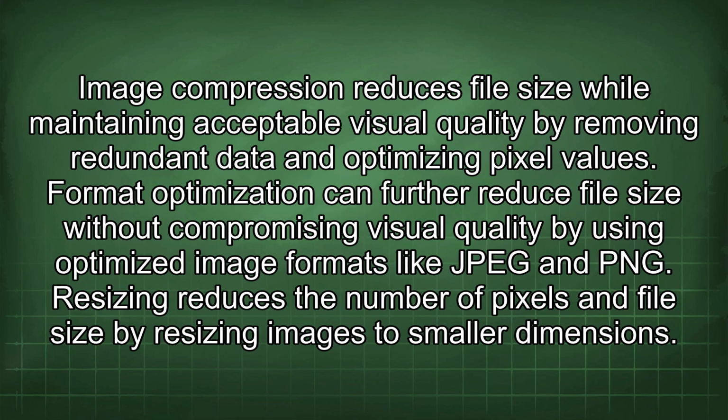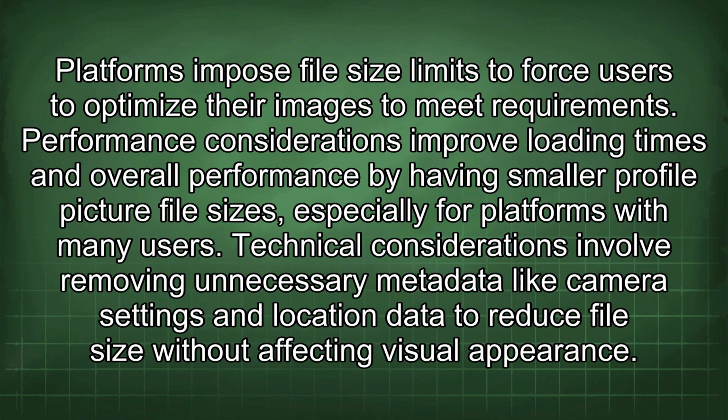Image compression reduces file size while maintaining acceptable visual quality by removing redundant data and optimizing pixel values. Format optimization can further reduce file size without compromising visual quality by using optimized image formats like JPEG and PNG. Resizing reduces the number of pixels and file size by resizing images to smaller dimensions. Platforms impose file size limits to force users to optimize their images to meet requirements.